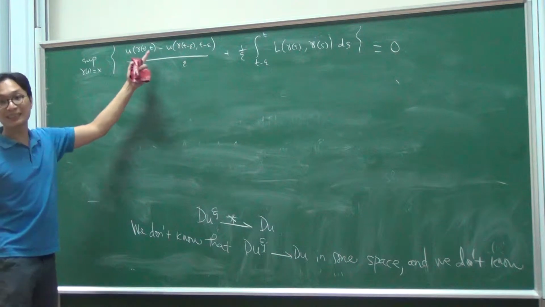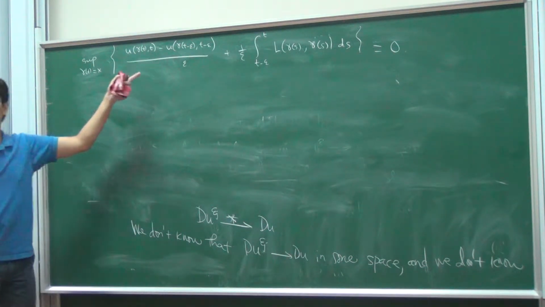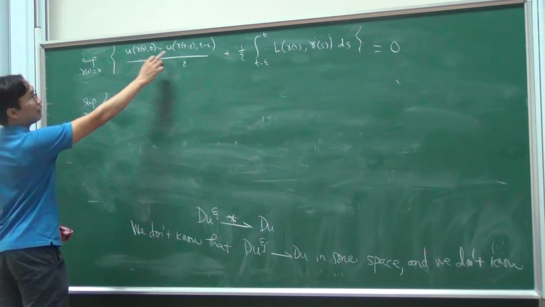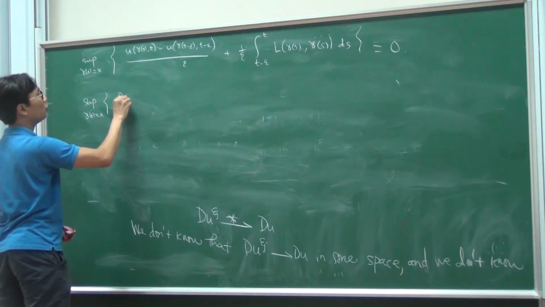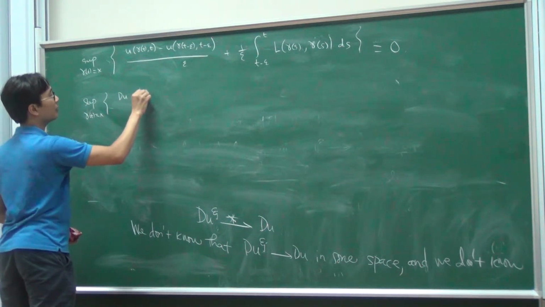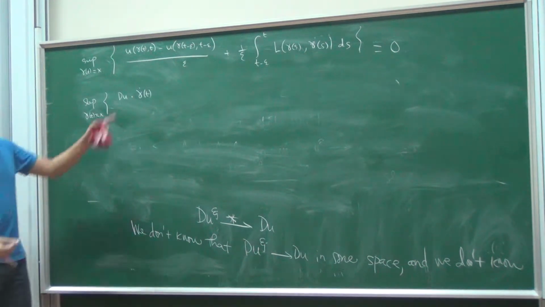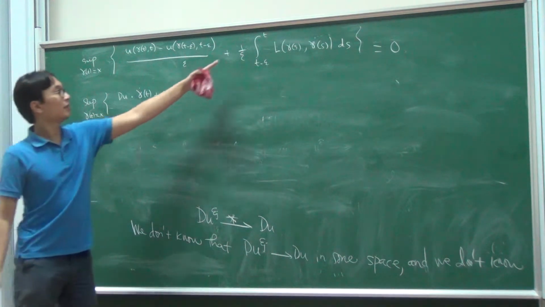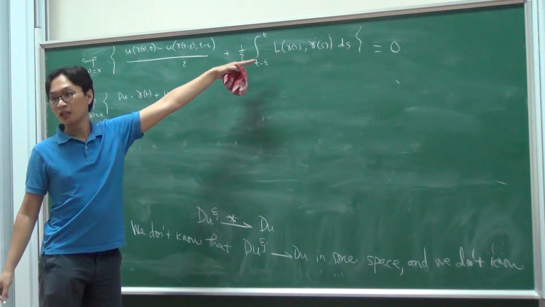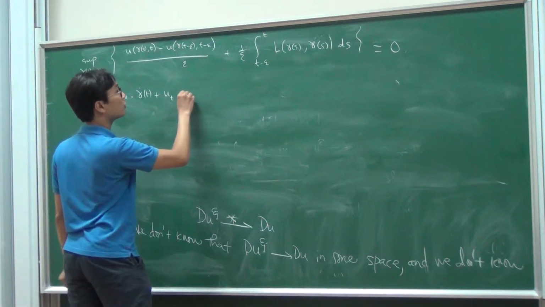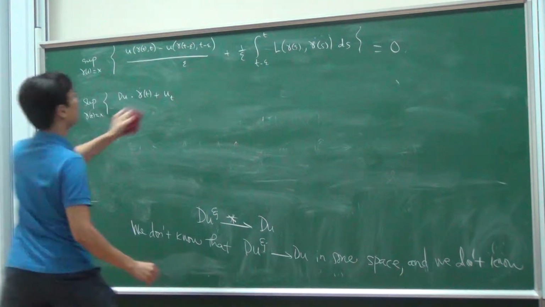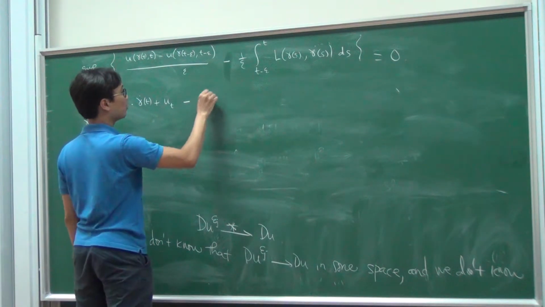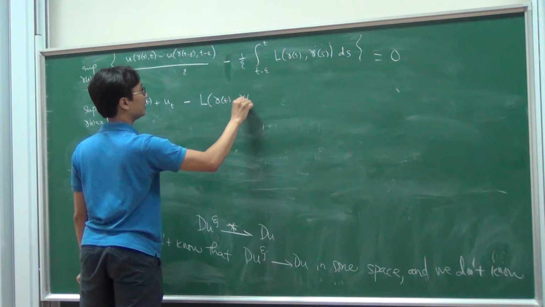This is like a derivative in t, right? As epsilon goes to 0, it's the derivative in t, so the supremum over gamma with gamma t equal to x. Differentiating in the first slot, I'm going to have du dot gamma dot t. Differentiating in the second slot, I'm going to have u_t. This is the average of the integral, so by the mean value theorem it is equal to L(gamma t, gamma dot t).